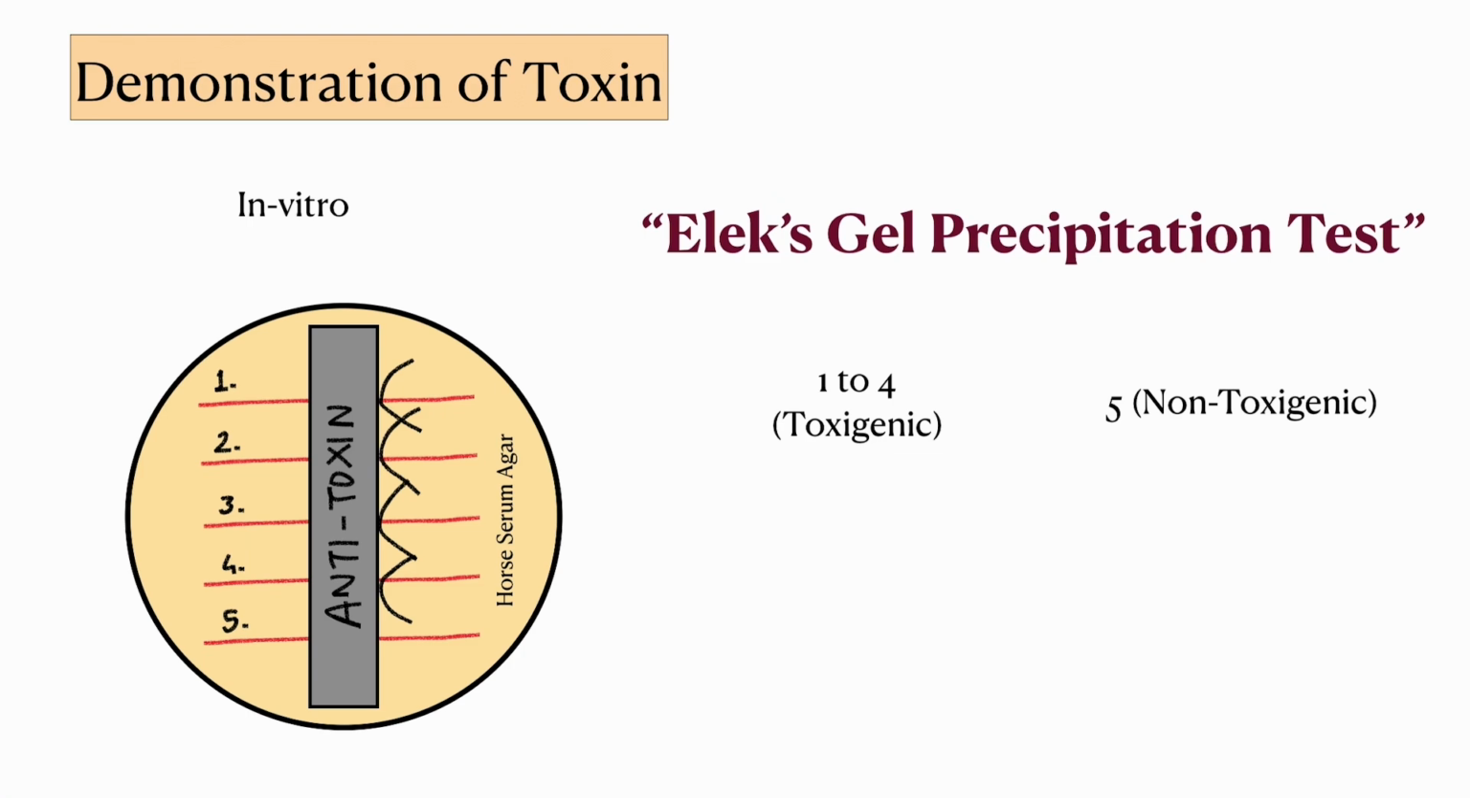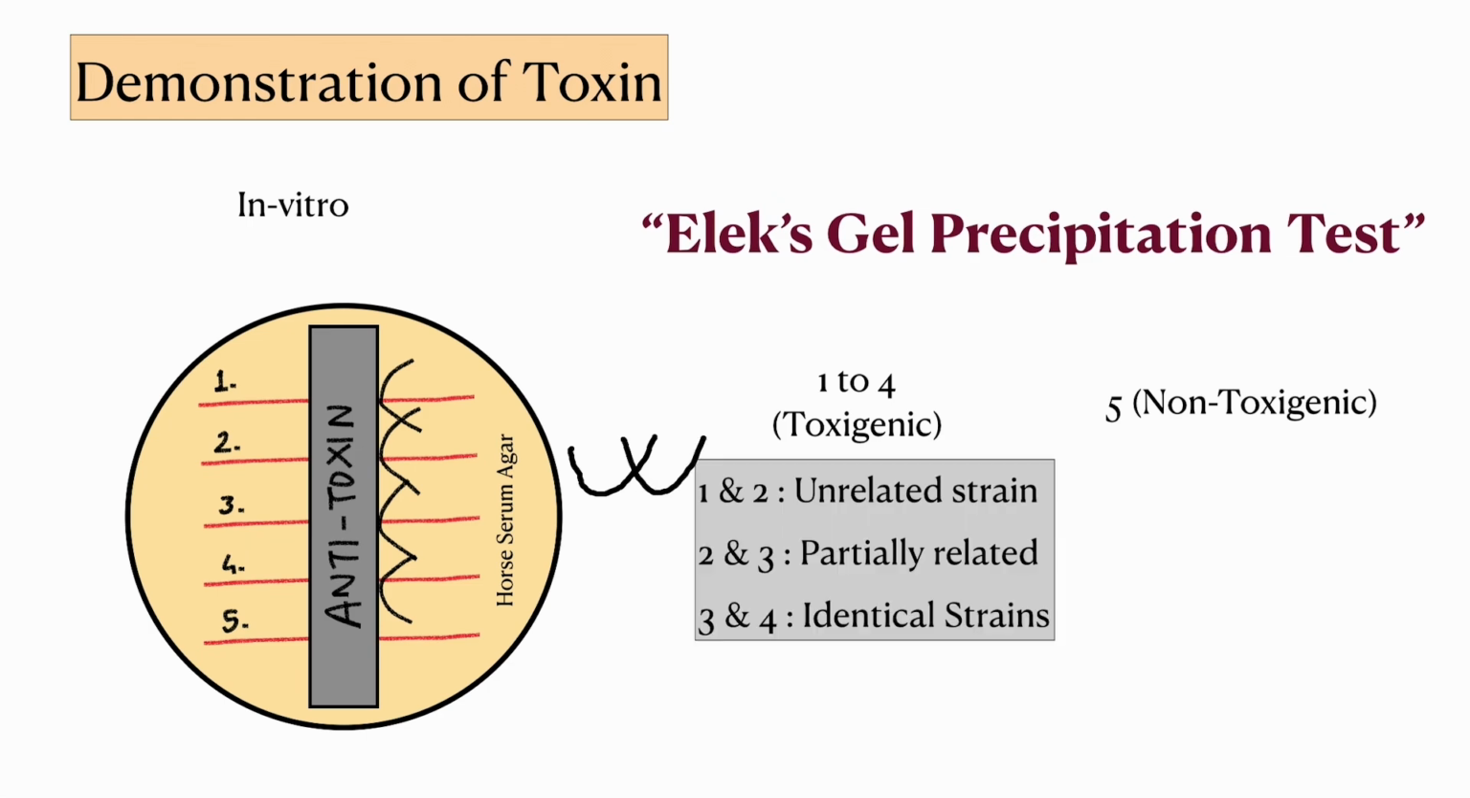Now what is the pattern of this precipitation line? The first pattern, wherein the two lines cross each other, signifies that strains 1 and 2 are unrelated strains. The second pattern, wherein there is a spur formation, signifies that strains 2 and 3 are partially related. And lastly, the fused pattern signifies that 3 and 4 are identical strains, right? So this was all about Elek's gel precipitation test.